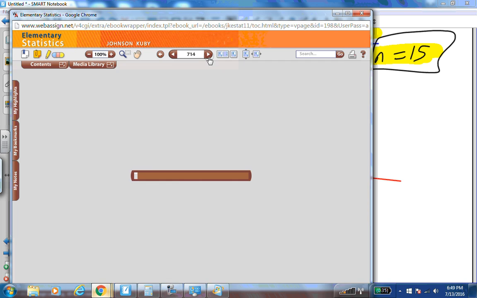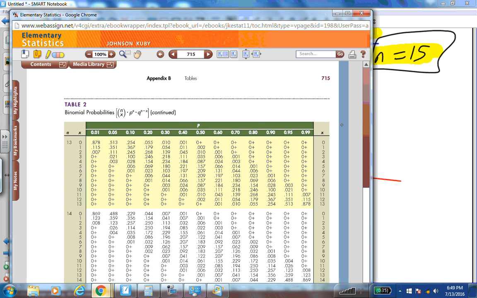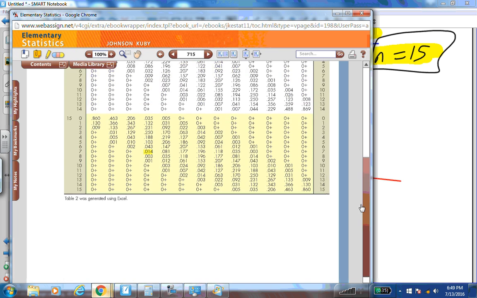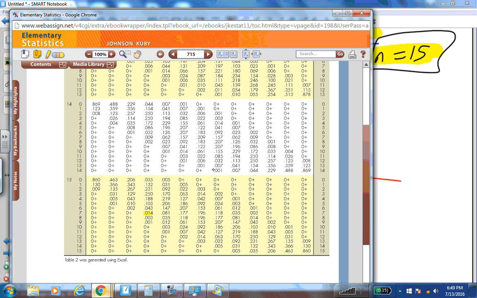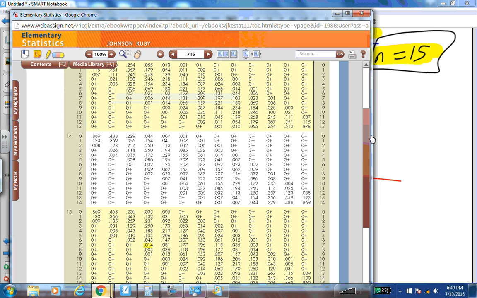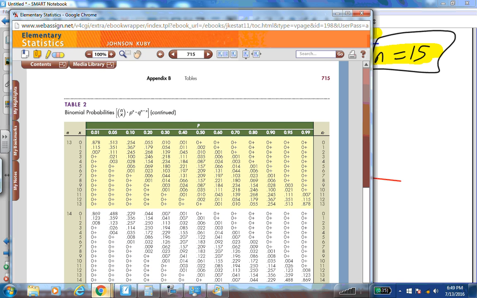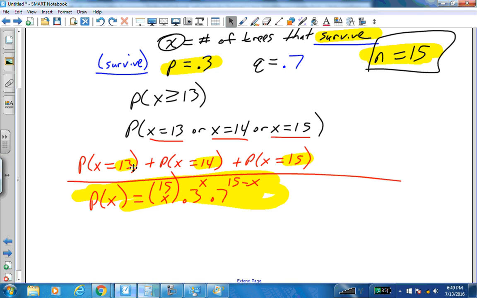we have n values, let's see, at least up to 15. You have n values at least up to 15, and any of these p-values, we can use the table. So notice on ours, we have an n of 15, a p of 0.3.